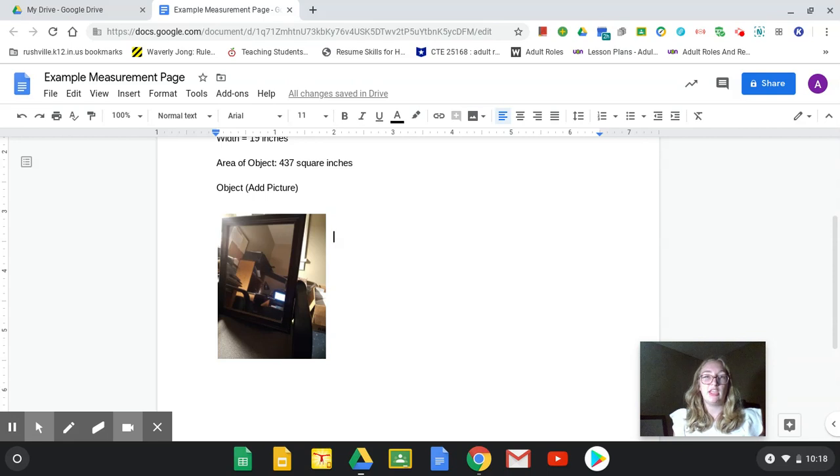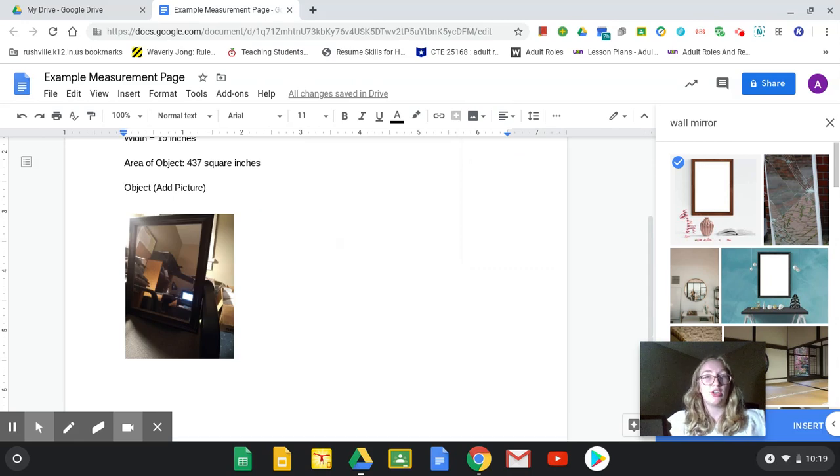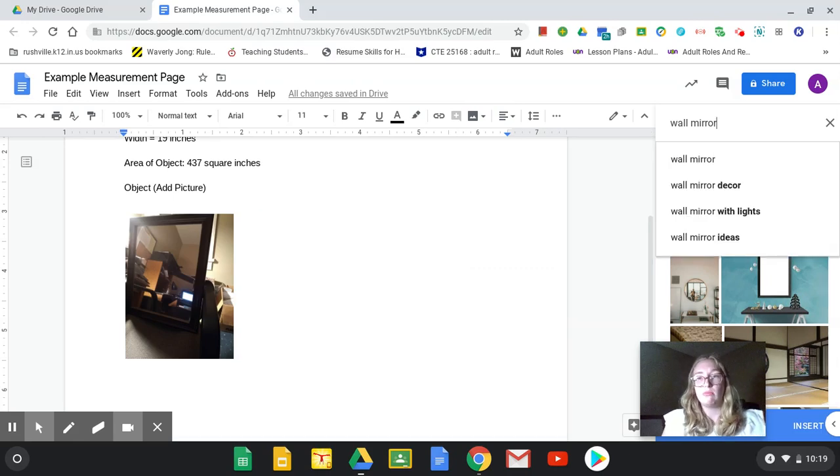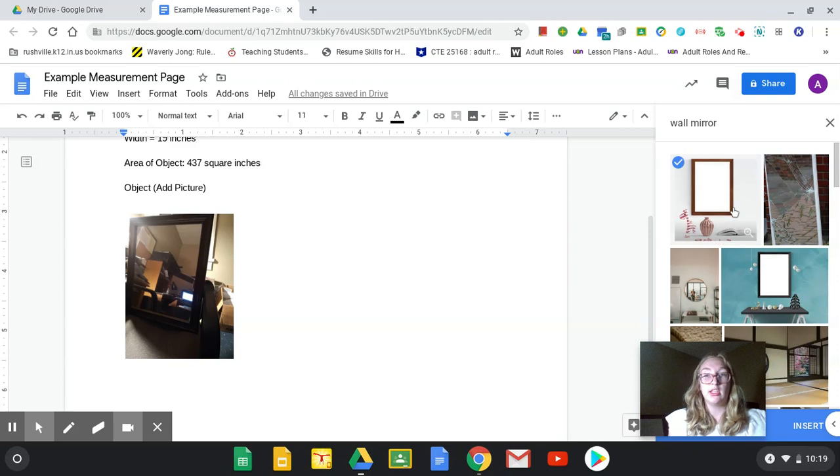Now, if you're having any problems with your image, you can always email it to me, or you can go back to the insert image and you can search from the web of an object that's very similar to the object that you measured. So right here, wall mirror is what I measured. So I could insert this image because I measured something very similar looking. And then I would hit insert. But since I already have my picture here, I'm just going to leave it as is.